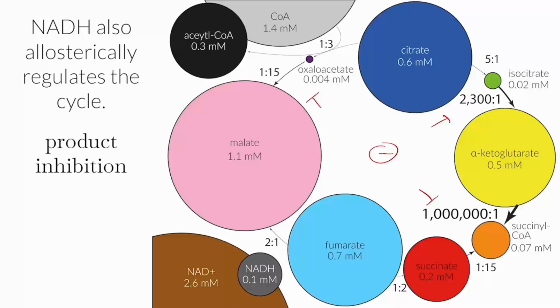What this allows cells to do is, if you have excess NADH, if that ratio starts to creep up or down, I guess whichever, as this starts to build up, it starts inhibiting its own production. And so that allows the cell to tune the citric acid cycle so that it's only proceeding at a rate where it can keep up with NADH consumption.